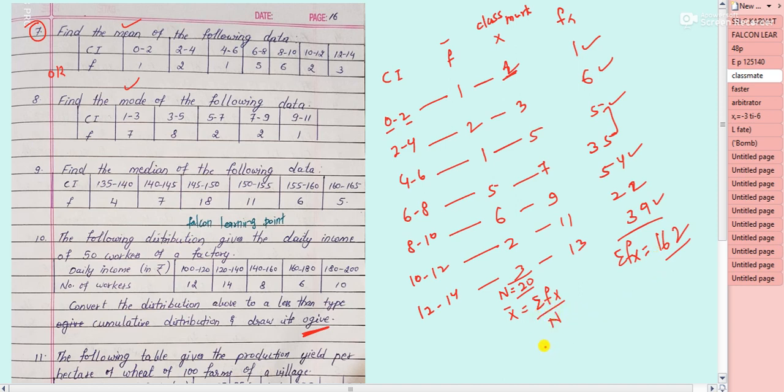Now what is the formula? Substitute here, 162 by 20. So how much will you get? If I divide 162 by 20, 8 times 20 is 160, correct? Then the remaining 2 gives 0.1. So you are getting 8.1 as the answer. So the mean is 8.1. Got it? Moving to the next question.